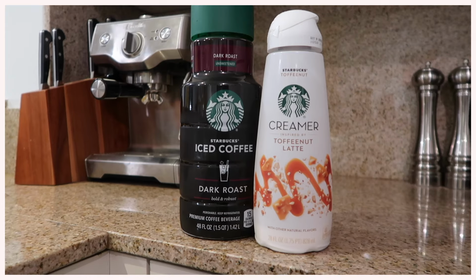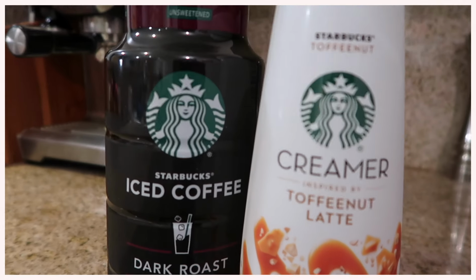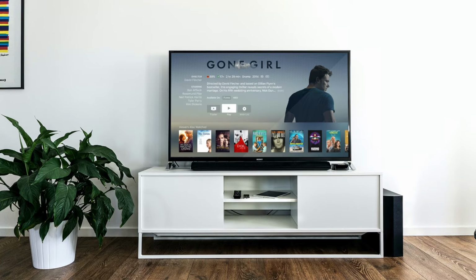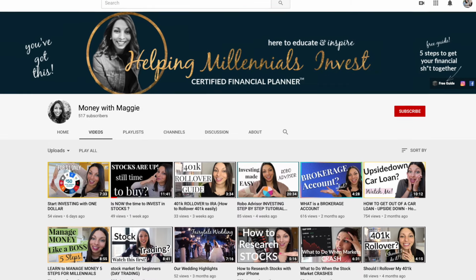I'm not a Starbucks everyday type of person, but I have been seeing some really good options at the store lately. They've got iced coffee and delicious creamers. So they're finding ways to market themselves outside of just their physical store location. We watch Netflix, I use Google every day, and obviously YouTube.